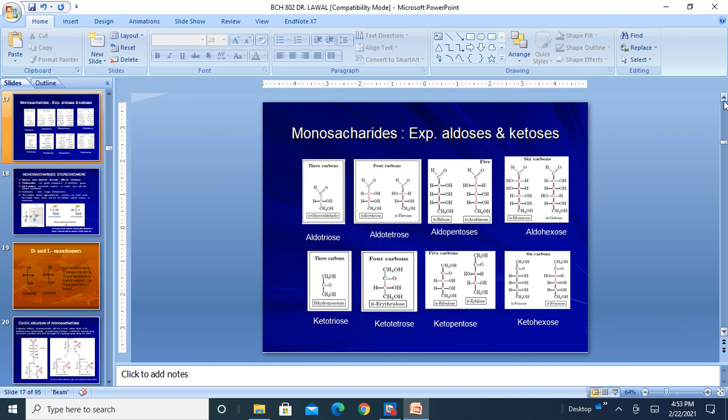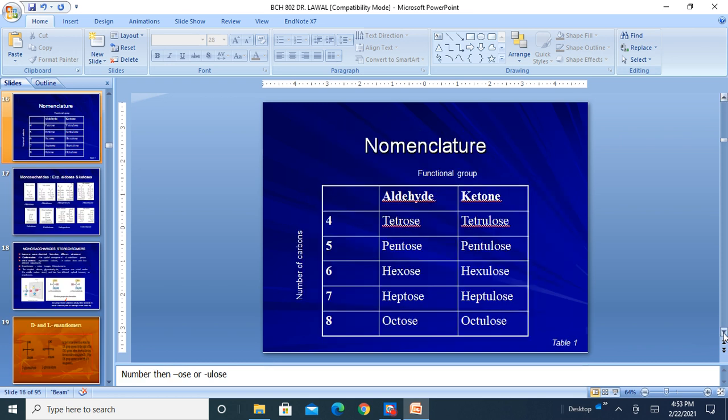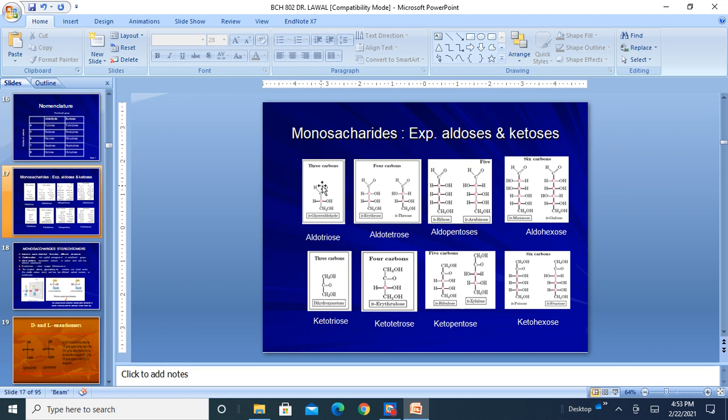So the monosaccharides, you have the 3-carbon glyceraldehyde, you have the 4-carbon erythrose and threose, you have the 5-carbon ribose and arabinose, 6-carbon mannose, glucose, galactose, and the rest of them. The glyceraldehyde is an aldotriose, while its keto form is the dihydroxyacetone, which is a ketotriose. So the erythrose is an aldotetrose. Its keto form is the erythrulose.